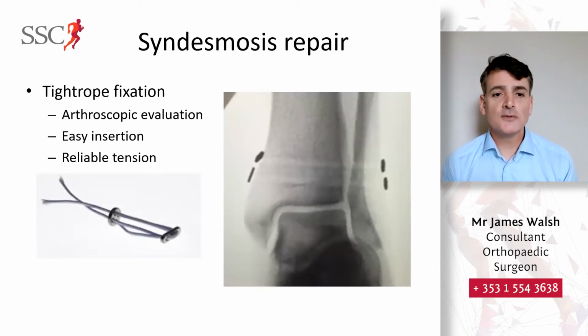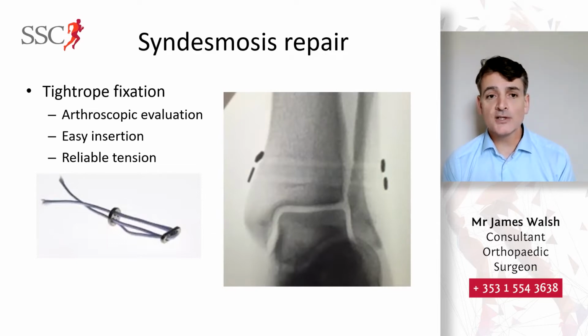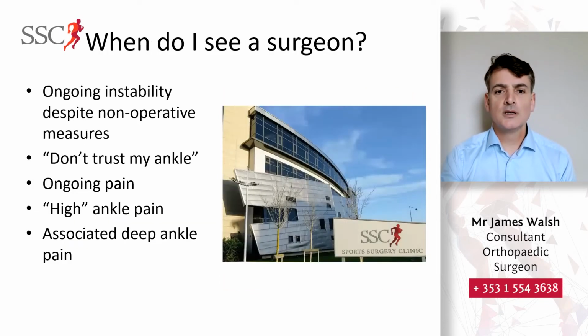And what surgery can we do for them? Well, the most common thing, again, is we put a camera in, an arthroscope, and have a look inside the ankle and see if there's any other pathology. And then we can use a product called a tightrope, which is a simple band with 2 buttons on it that brings these 2 bones together and repairs the ligament indirectly. And it works really well in the vast majority of patients.